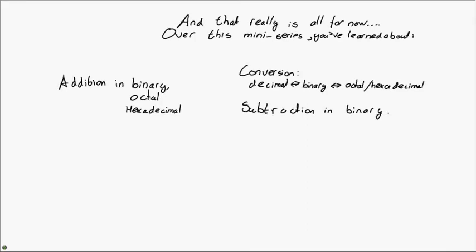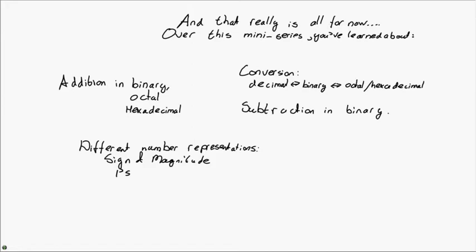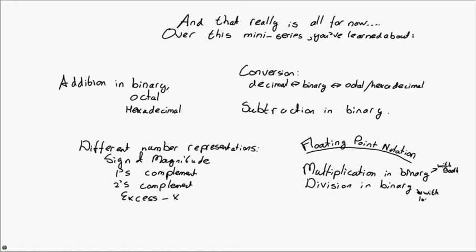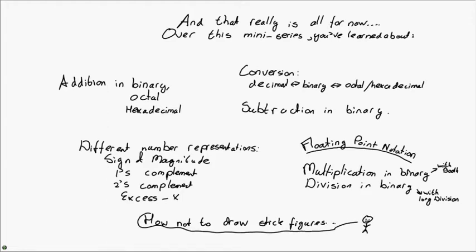We've also seen how to do subtraction in binary and how to represent negative numbers in binary using the sign and magnitude, 1's complement, 2's complement, or even the excess notation. Then we've taken a look at the floating point notation, more specifically the IEEE one. And we've taken a look at multiplication in binary, and we used Booth's algorithm there. We've taken a look at division in the binary system using the long division method.